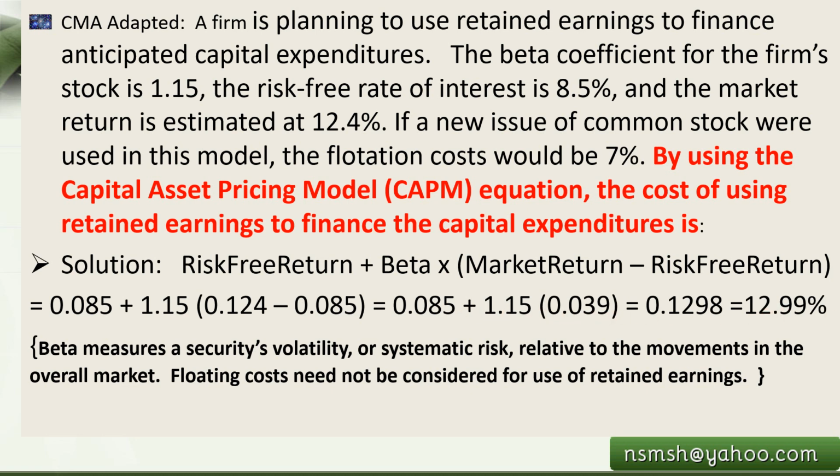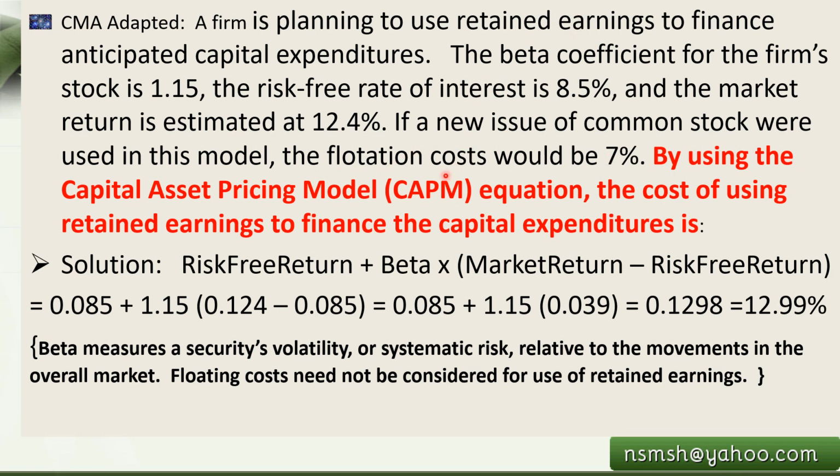Okay. So here the flotation cost need not be considered for the use of retained earnings. This is an important point. Why are we not taking the flotation cost of 7%? This is the tricky part in this question, because in the exam question it is given that retained earnings is the subject matter in the decision. And for retained earnings, there is no need of flotation cost.